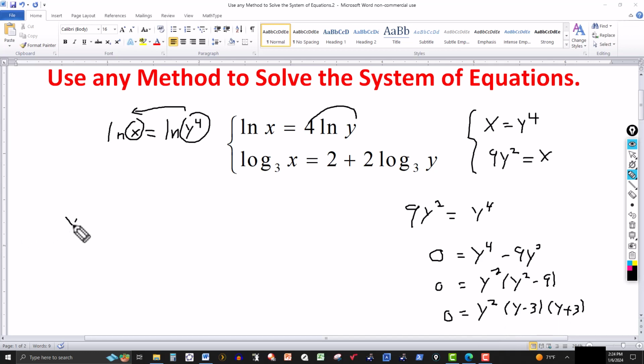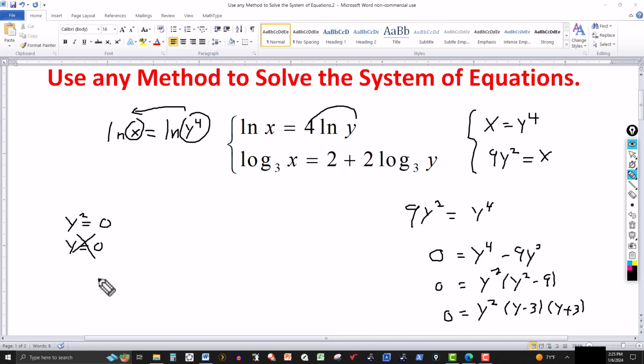So y squared equal to 0. The only value that will satisfy that equation is y equal to 0. But okay, look at your equation. Anytime you have a log, the number you take the log of has to be positive. Cannot be negative or 0. So here I have the log of y, log of y to base 3. So this one I have to reject.